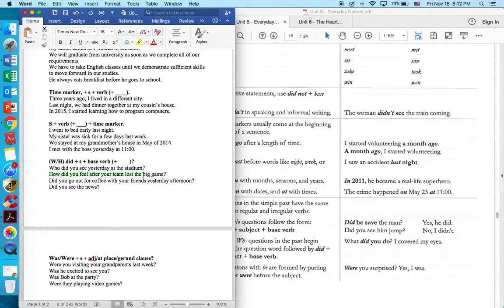How did you feel after your team lost the big game? Again, past tense is established with did, and then feel is a base form. How did you feel after your team lost? Now I know you guys might see lost here and say, well, that's past tense, but that is a different grammar function. It's not the verb relating to the subject. Okay. Did you go out for coffee with your friends yesterday afternoon? So did you go, here's our base verb, out for coffee with your friends yesterday afternoon.